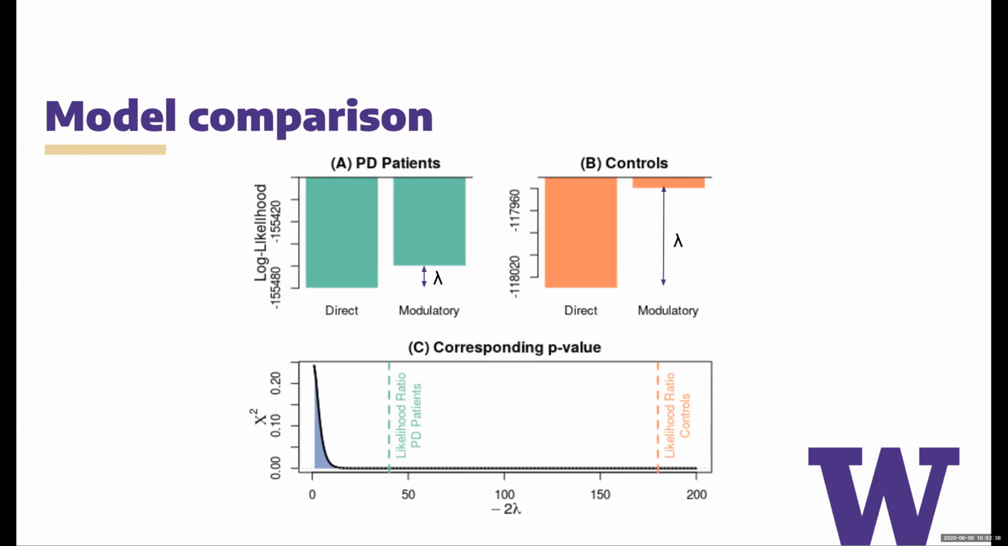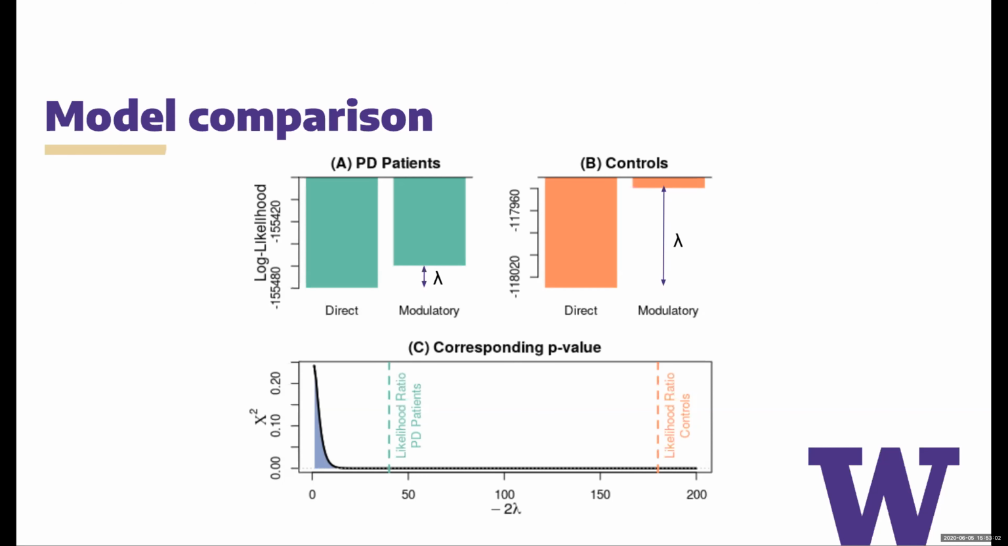So if you plot the value of the 2 lambdas for the Parkinson's disease patients and for the controls, you can see that they correspond to p-values that are very close to 0. So we know that these two differences are absolutely significant. We have strong evidence that the modulatory model is better for both controls and patients. So it does give us an edge in trying to understand the best way to conceptualize this architecture, in particular the basal ganglia, when we go into clinical neuroscience settings.